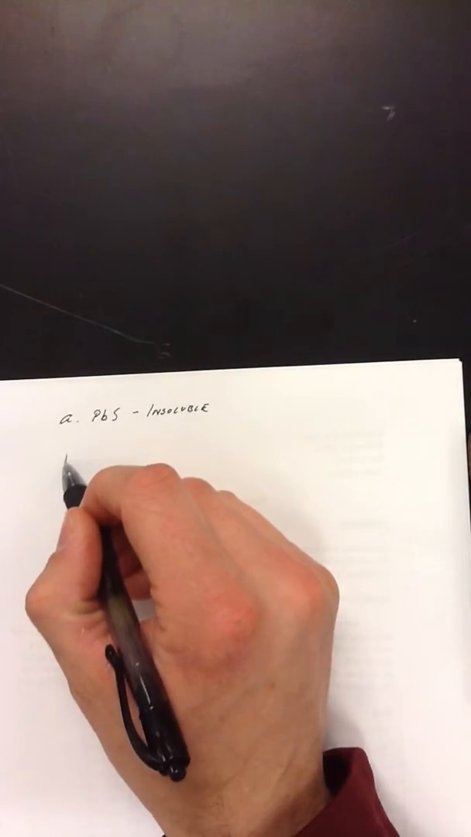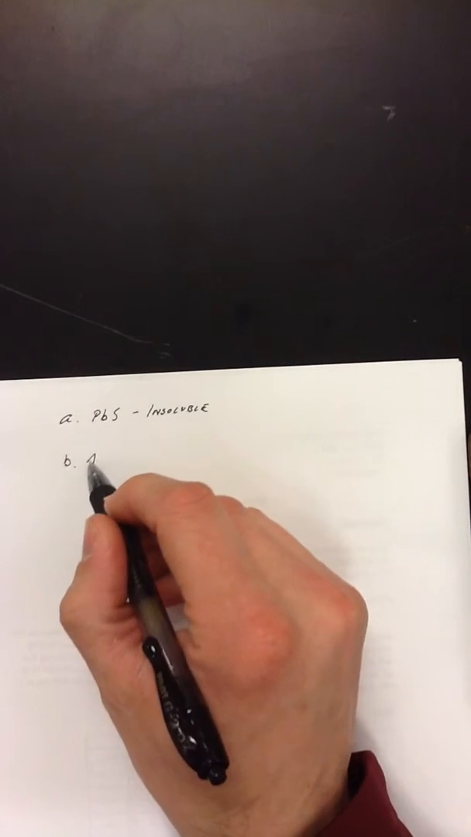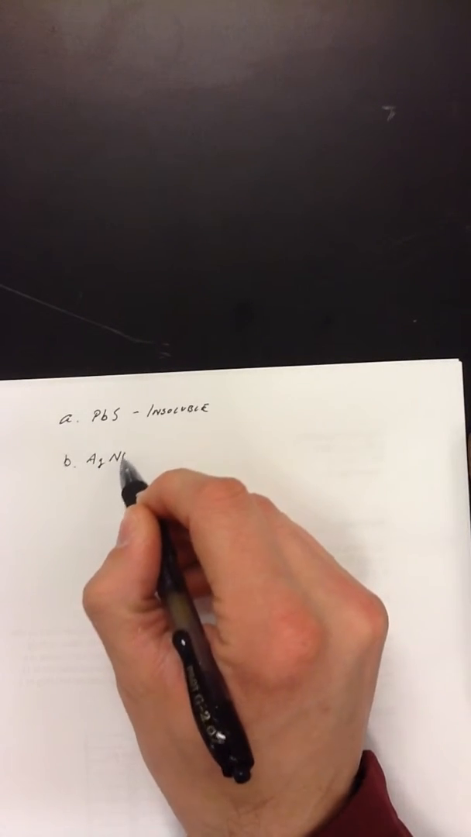in water. It's literally that easy. So every time that we're given one of these, we just check our chart and determine if it's soluble or not. Let's try another one. B, we are asked to predict the solubility of silver nitrate, AgNO3.